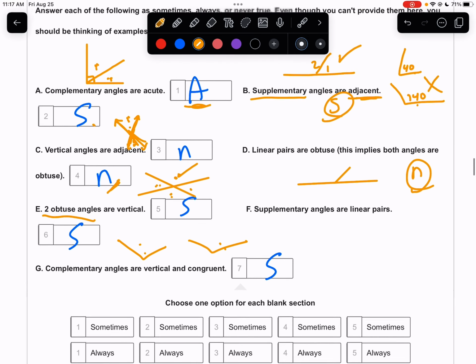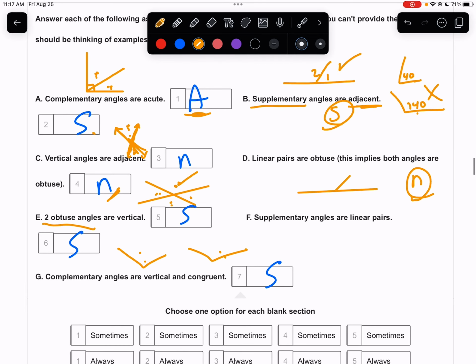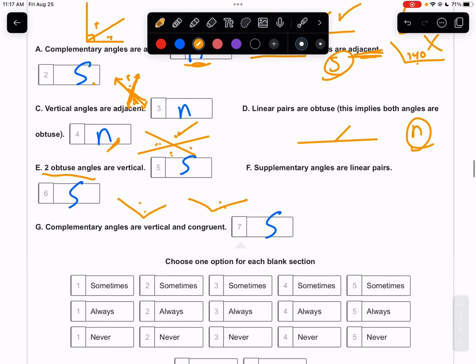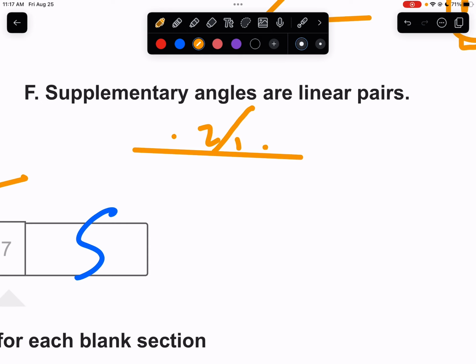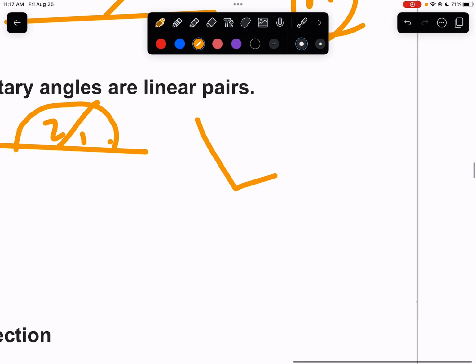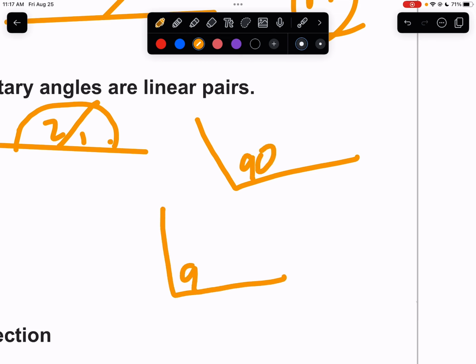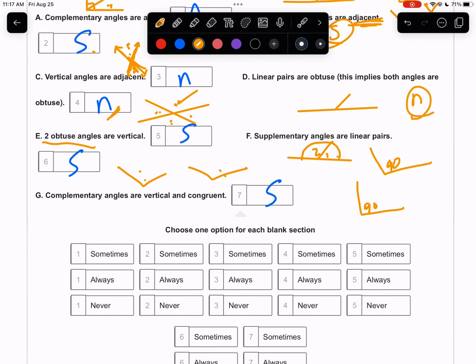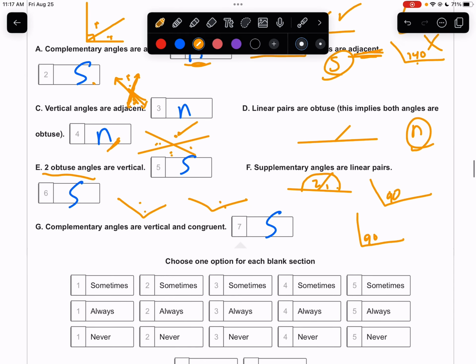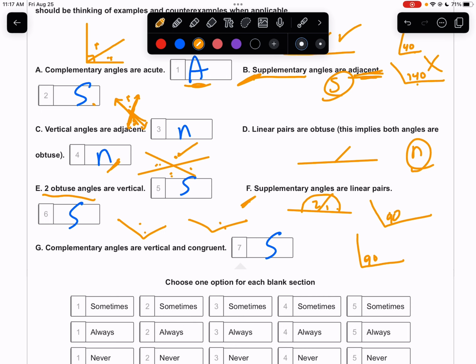Supplementary angles are linear pairs. Well, we already actually did a similar one, or I guess that supplementary angles are adjacent, real close to the same idea. But can supplementary angles be a linear pair? Yes. Here's angle 1 and 2. They form a line, so we know that that's 180. But could they be out here? Could supplementary angles be like a 90 and a 90 and not be linear pairs? Yes. Linear pairs have to be adjacent. So really, these two questions are the same question.